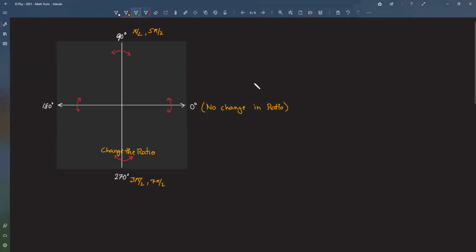So in these cases, when it is multiples of 90 or 270, even 180 is a multiple of 90. So we'll say if it is an odd multiple of 90, or simply if it is along the y-axis, if the transition is taking place across the y-axis, 90 plus theta or 90 minus theta, in that case you will have to change the ratio. But if it is along the x-axis, there won't be any change in ratio.